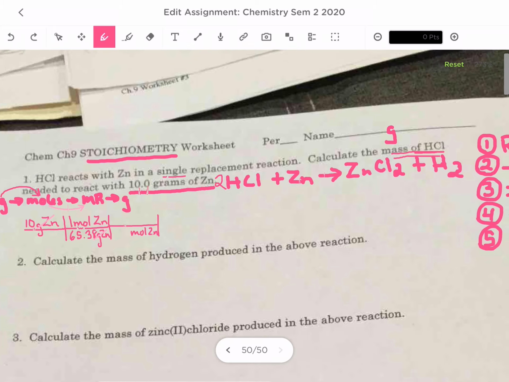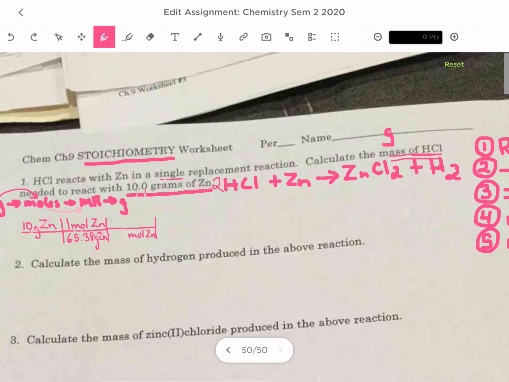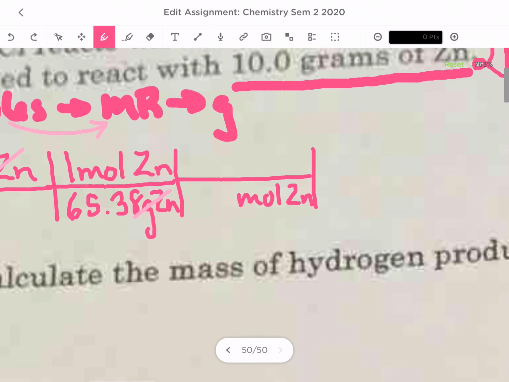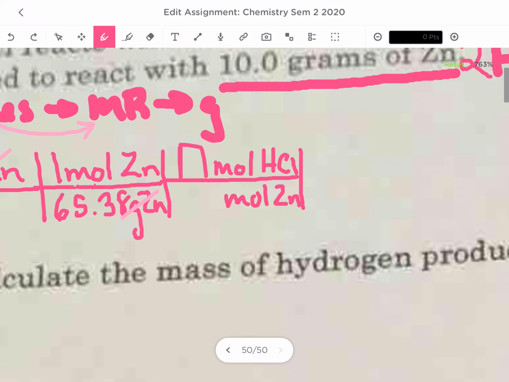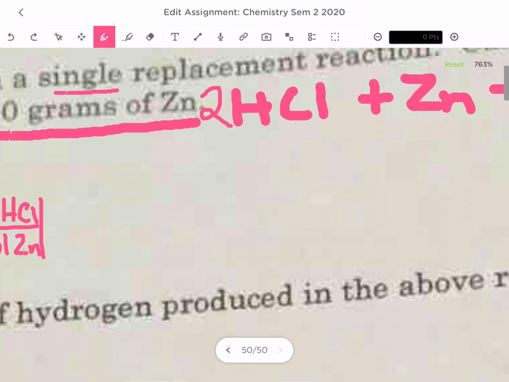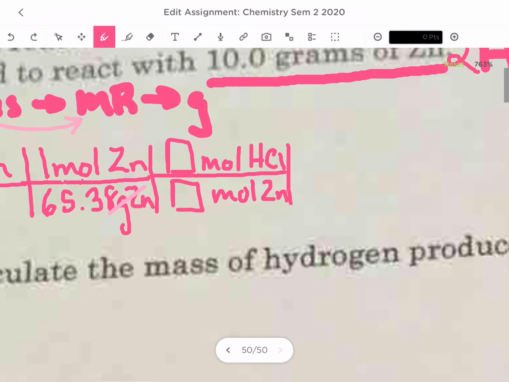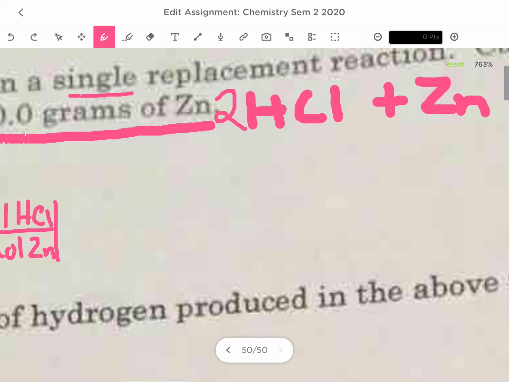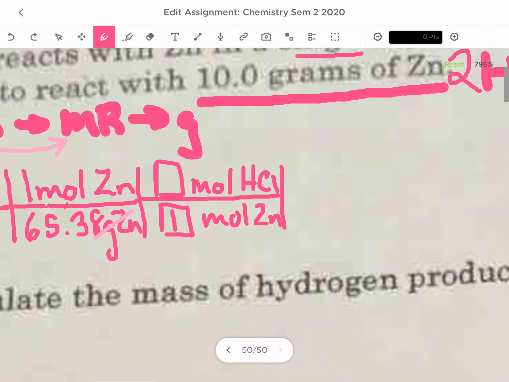So our double underline, that is HCl. So we have moles of HCl on top. And then remember, the numbers that go here and here come from the balanced chemical equation that we just wrote. So zinc has a 1 in front of it, an understood 1, see that? And HCl has a 2 in front of it. So moles of zinc cancel for us.